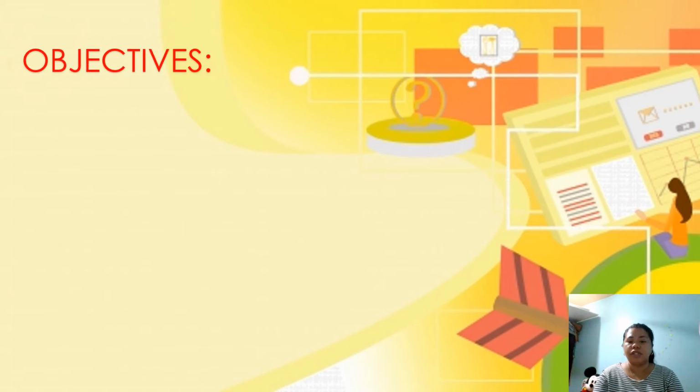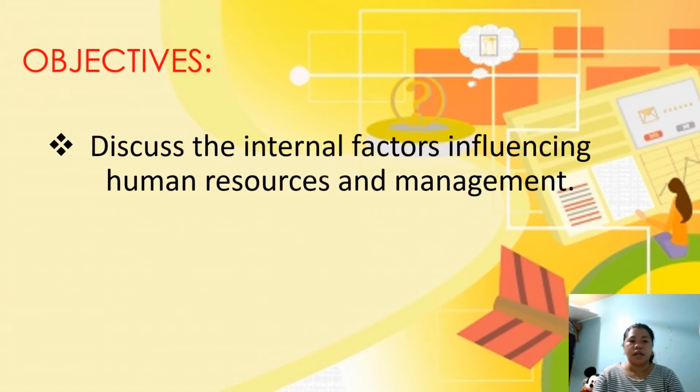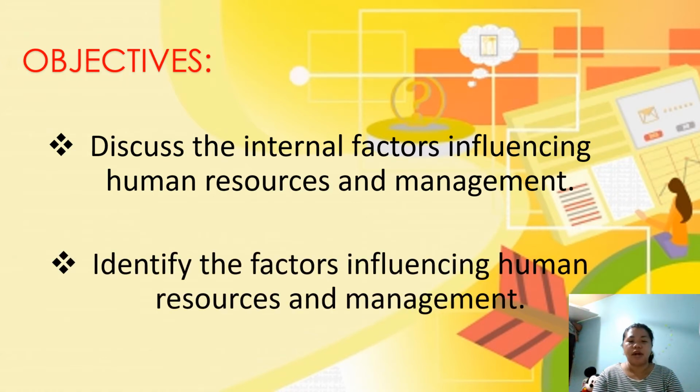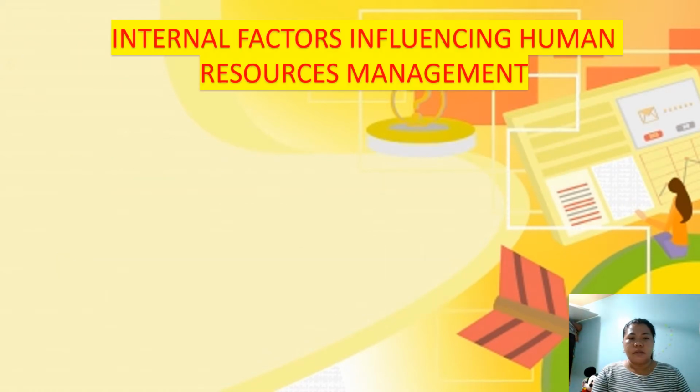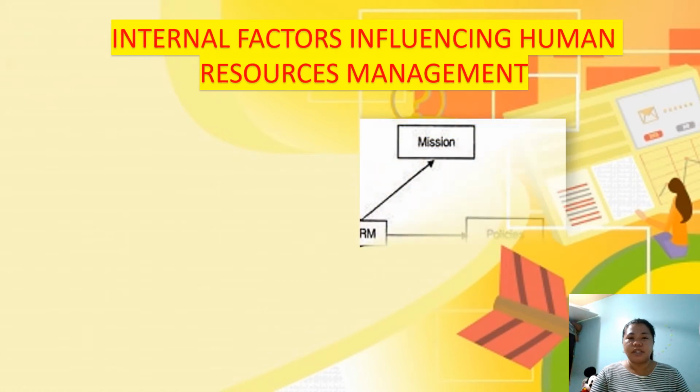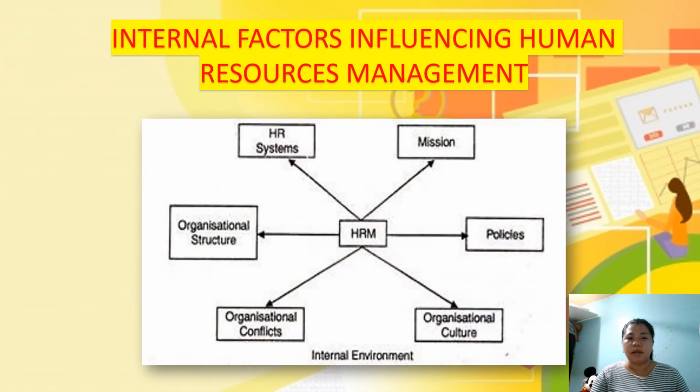This is our objectives. Discuss the internal factors influencing human resources and management. The second one, identify the factors influencing human resources and management. These are the internal factors influencing human resources management: mission, policies, organizational culture, organizational conflicts, organizational structure, HR systems.